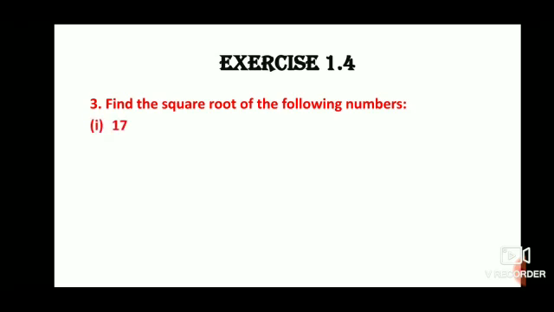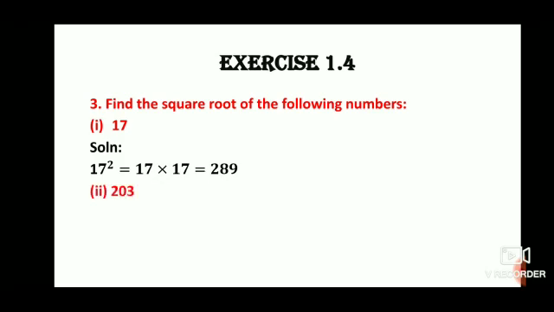The first subdivision, 17. Find the square root of the following numbers: 17. See the solution. Normal square: 17, the whole squared. Squared means 17 into 17. So 17 into 17 value is 289. The answer is 289.